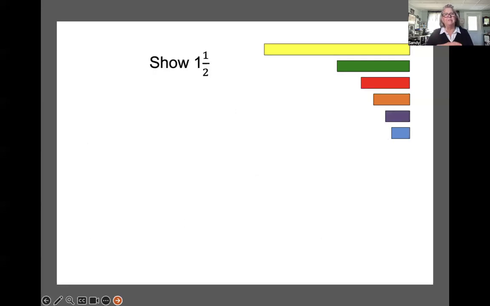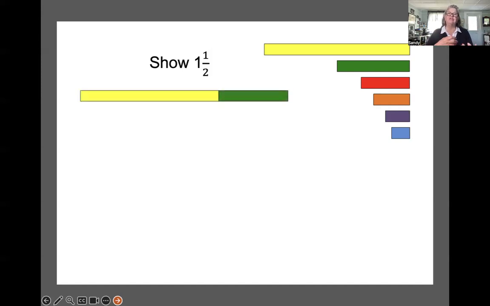Now, we want them to be able to show mixed numbers. And a mixed number actually combines, it mixes wholes with the parts. So in this case, we have 1 put together with 1/2. And we could actually represent 1 1/2 as 1 plus 1/2. We want your children to understand that for mixed numbers, we talk about the number of wholes and the parts.